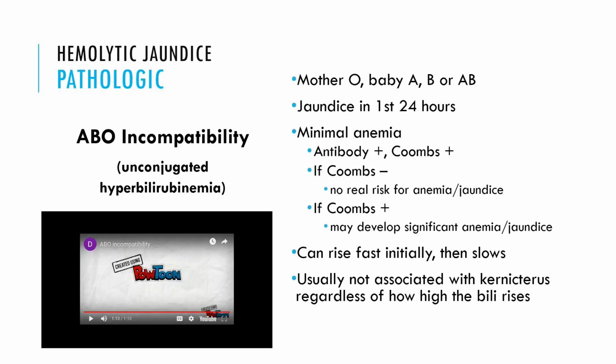And this is an unconjugated hyperbilirubinemia. So this is the bilirubin that's not conjugated in the liver, right? This is before we get to the liver. We've got a lot of this unconjugated hyperbilirubinemia because of red blood cell breakdown.